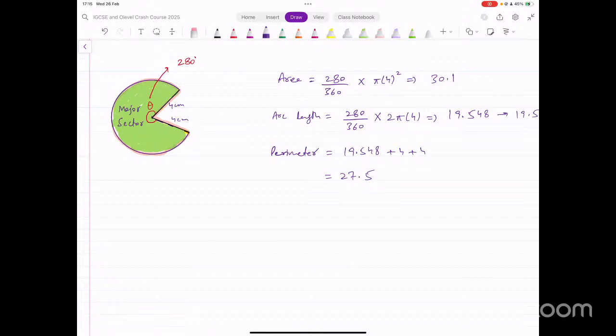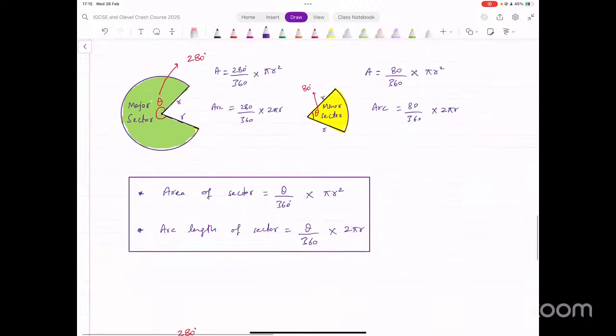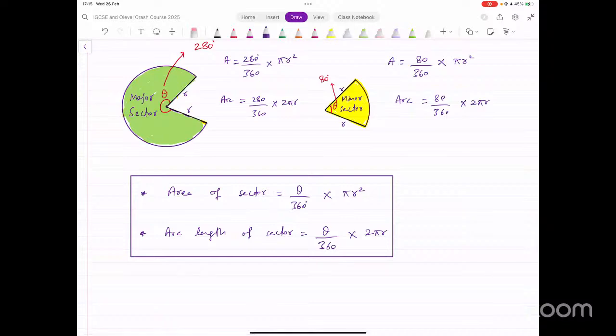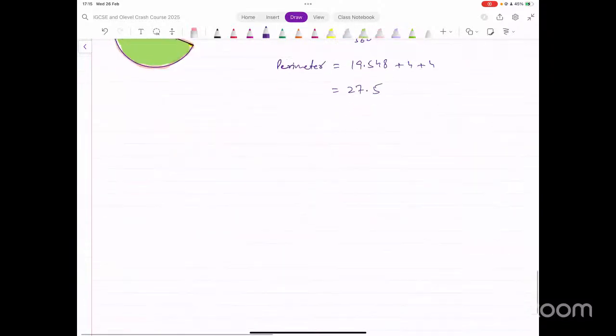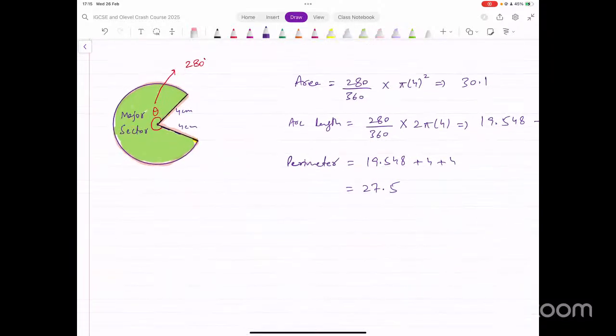And similarly, you can do it for a minor sector as well. It's the same thing. We just add the 2 radii and the arc length. That will be the perimeter. Okay, so make sure that you understand the difference between the arc length and the perimeter. Arc length is just this curved length. Perimeter will also include the 2 radii.